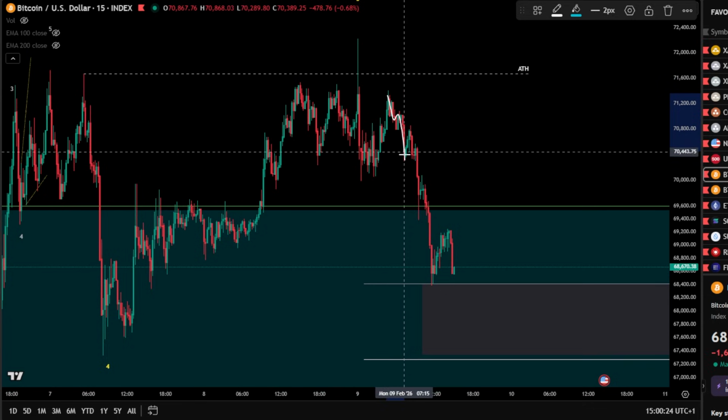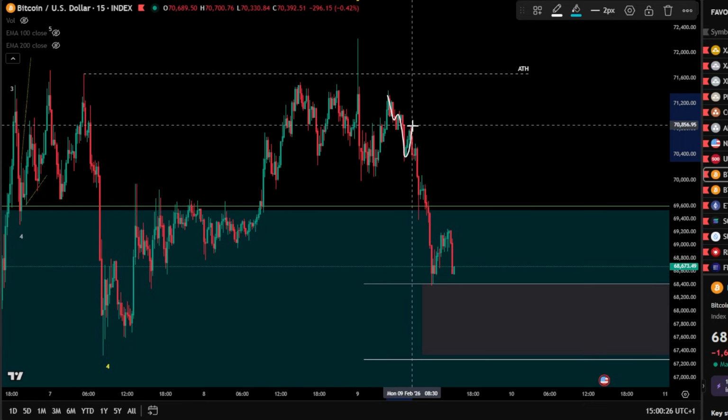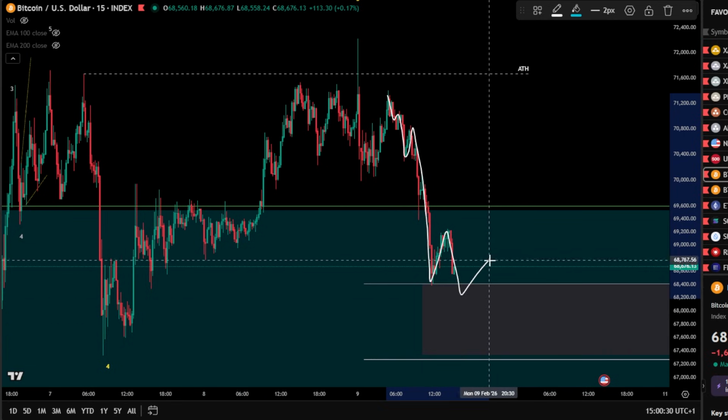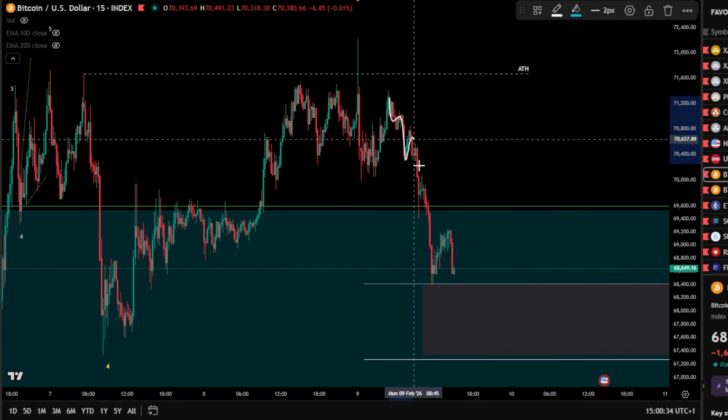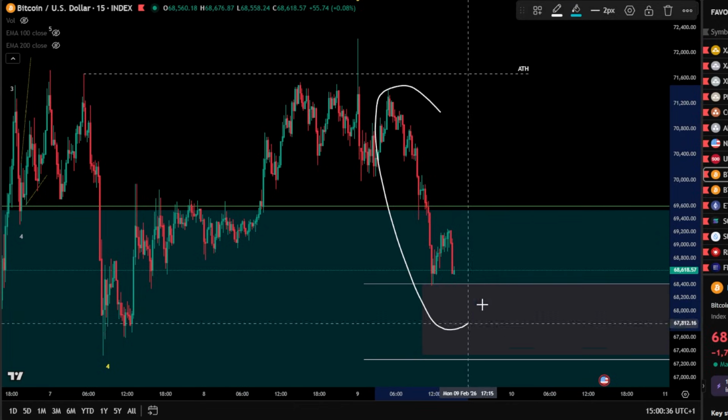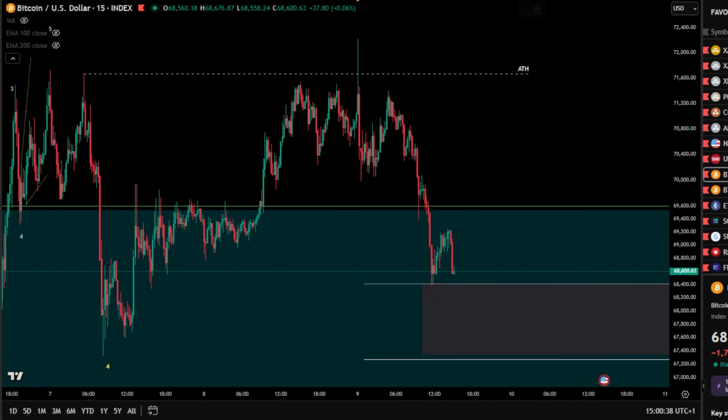So we have 1 2, and then even probably internally you have even double 1 2, and then wave 3, and then 4 5, 4 5. So we gotta be careful. It's not an easy drop. Yeah, even if it is a wave C, this is a little bit longer than expected.